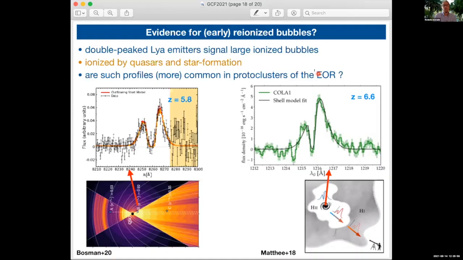And I think one of the ways in which we might be able to show whether these protoclusters are early reionized systems is if we can show that such profiles like these are common and actually in protoclusters. And actually they should be more common in protoclusters compared to field galaxies at the same redshift. So I think this will be one way in which we might be able to show this connection between protoclusters and the EoR.